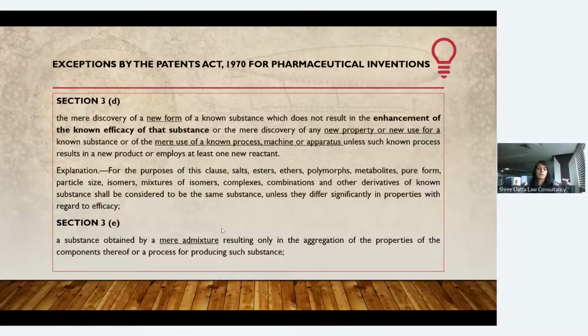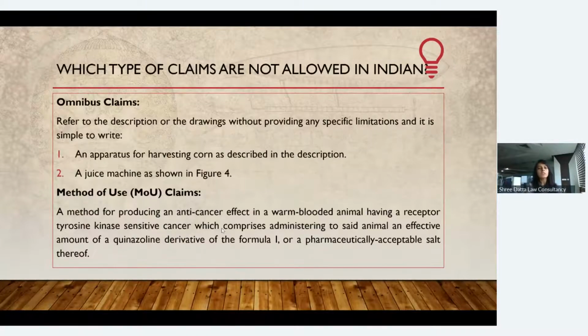Means you are combining 1 and 2, and 1 plus 1 gives 2. So there is no synergistic effect or additive effect over there. Only 1 plus 1 is giving 2. If they are giving more than 2, then that is out of section 3(e). But under section 3(e), generally 1 plus 1 is 2 is not allowed.